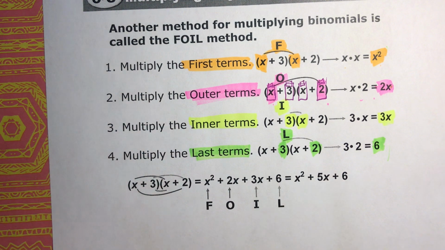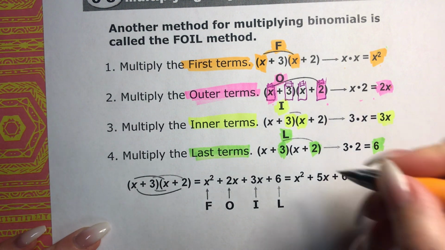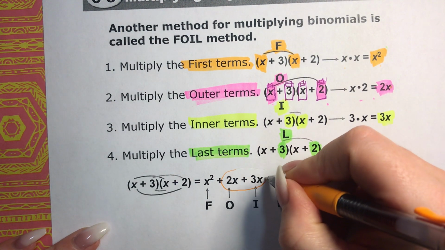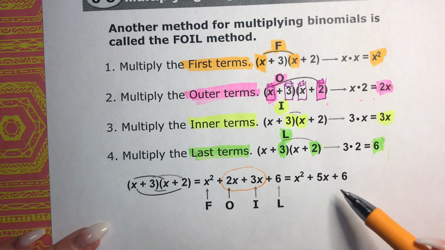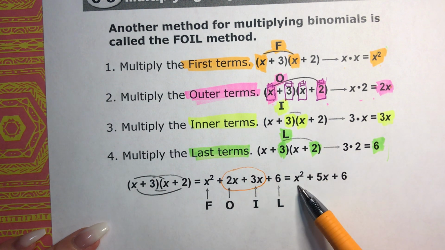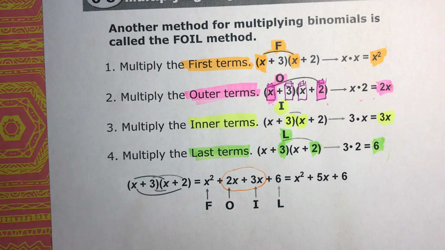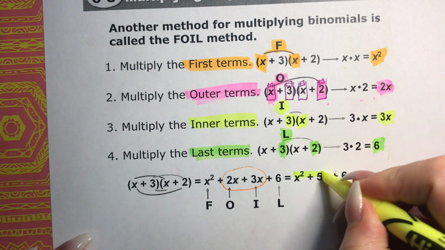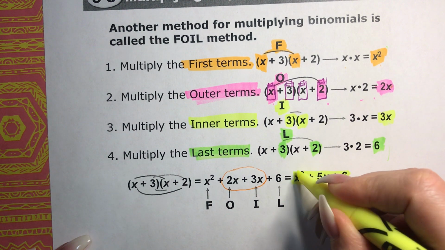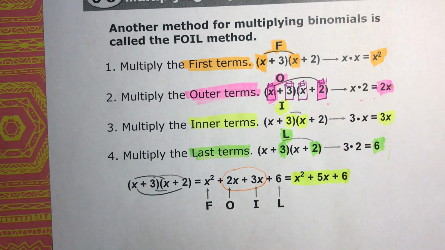So what we see is that we have some like terms here, right, the 2x and the 3x. And then you just add those together and you get 5x, and it's just x squared. 2x plus 3x is 5x, plus 6. So that's the answer. That's how you multiply 2 binomials together using FOIL.